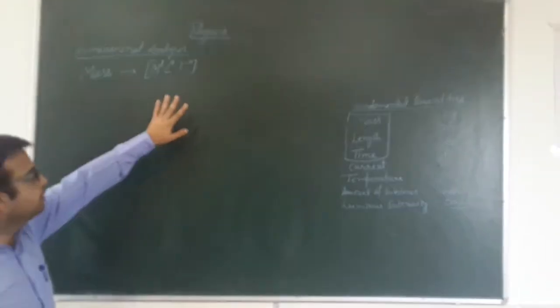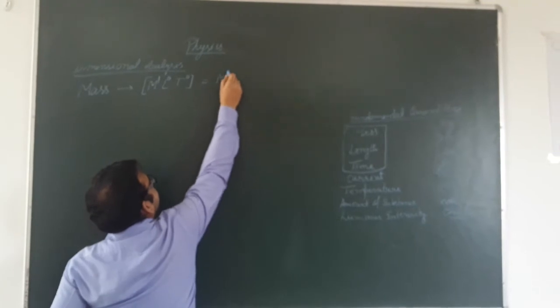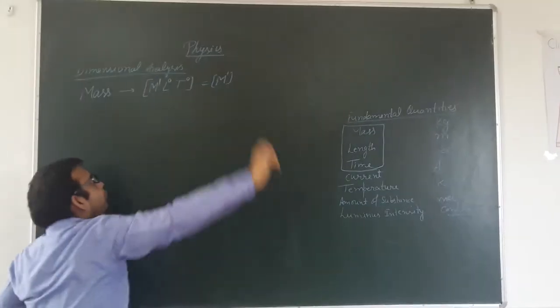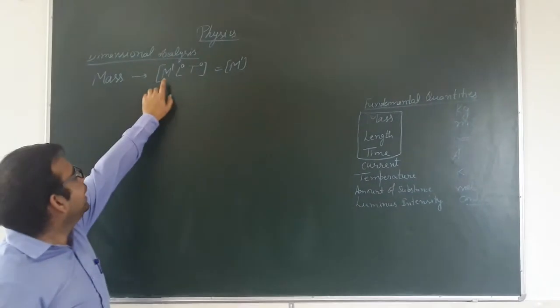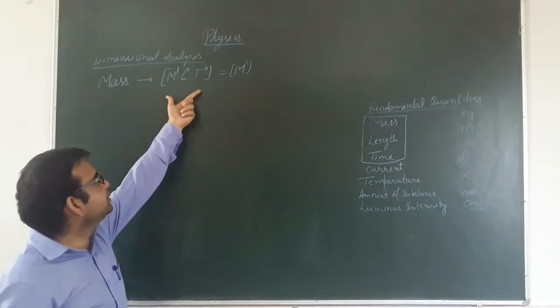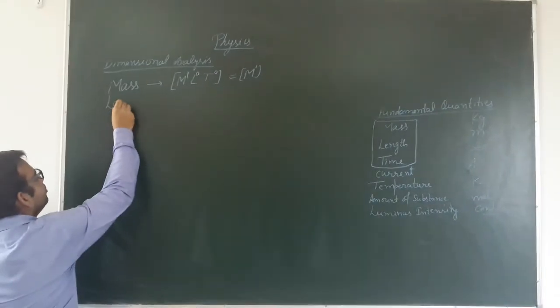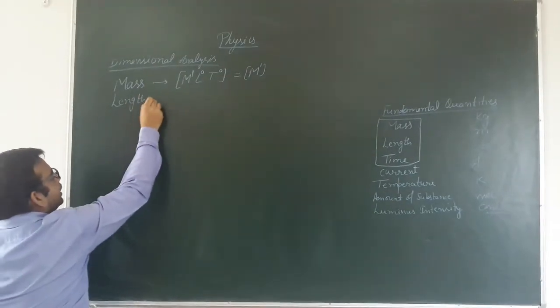Then this is a representation of dimension formula. Or we can write like this also. And the way of speaking is M1, L0, T0. We can represent like this or we can represent like this. Similarly, we can represent length.